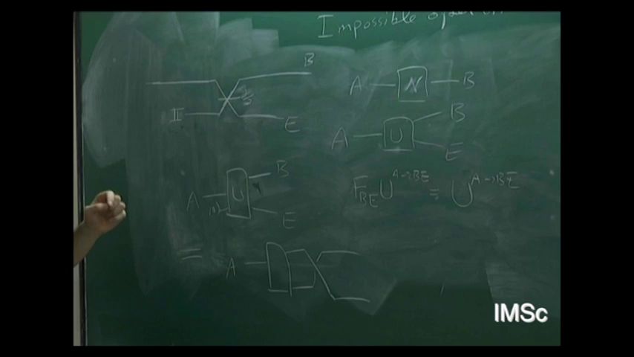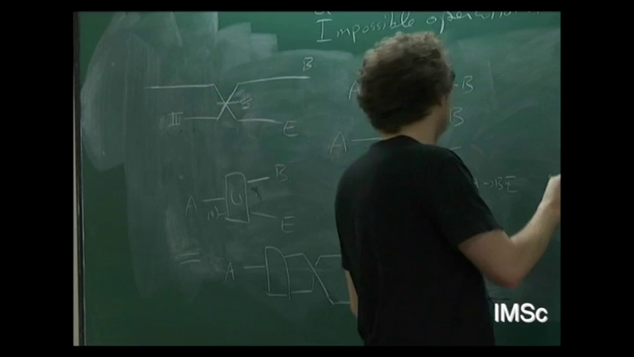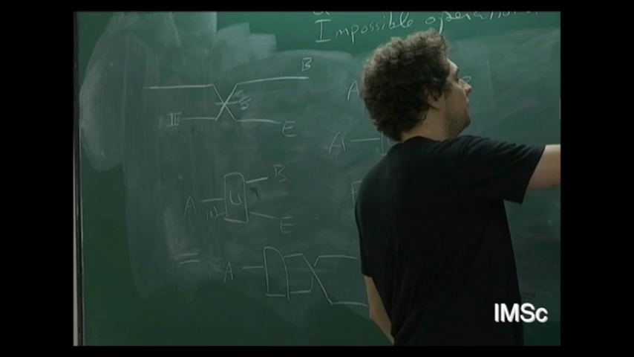Okay, so what's the argument? Let's suppose the channel did have a positive quantum capacity. Then there would be some way to take a quantum state, let's say it's in just a qubit, Hilbert space 2, and I can do some encoding to it.